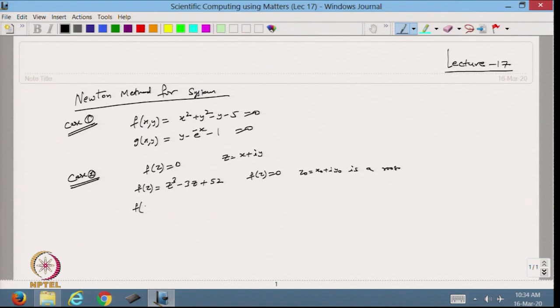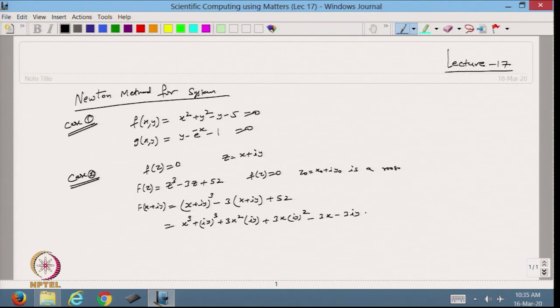So I can split this function as a function of x plus iy. So I should write this as capital F. Now I can put x plus iy, just substituting x plus iy, plus 52. Then I can expand this one. So it will be x cubed plus i y cubed plus 3x squared iy plus 3x i y squared minus 3x minus 3iy plus 52.